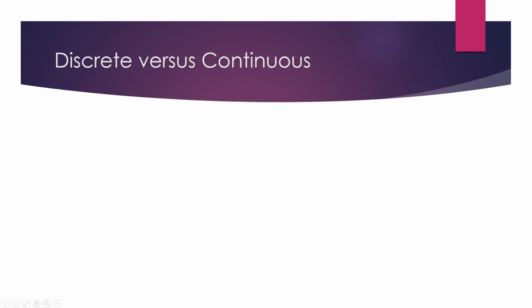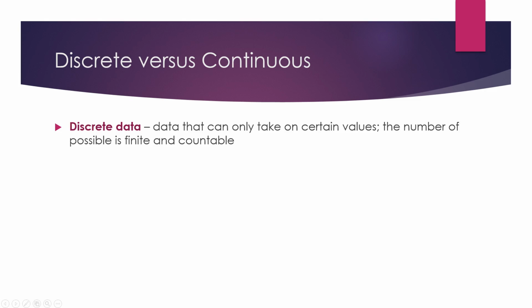The third is discrete versus continuous. Discrete data is data that can take on certain values. The number of possible values is finite and countable. An example of this is cylinders in a car. Cylinders in a car are only even numbers. We don't see 1.35 cylinders. We are limited only to positive even numbers.